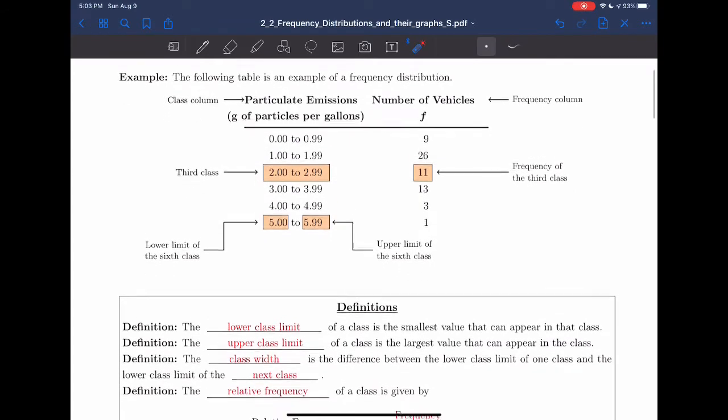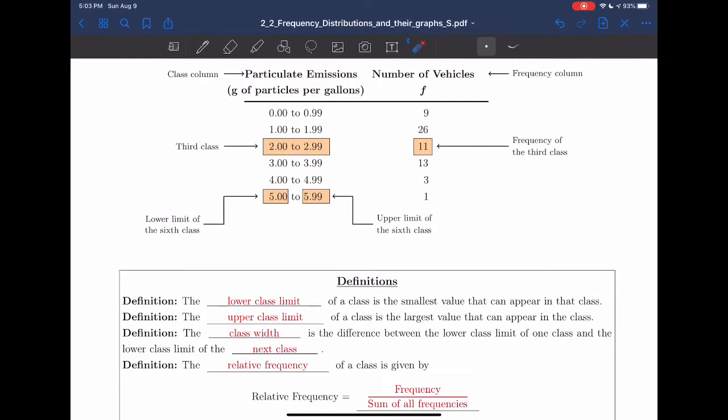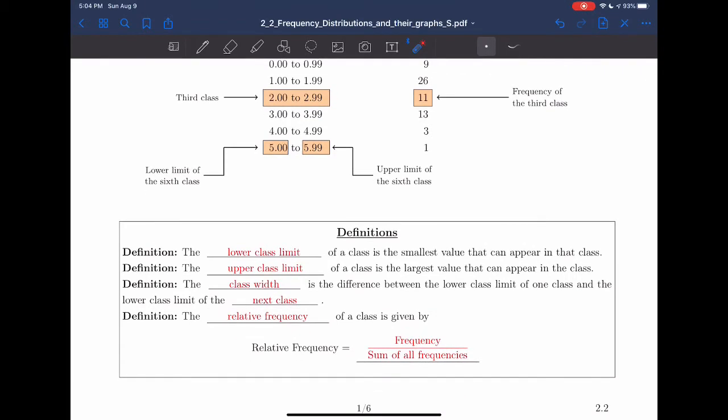So let's go over some definitions. We discussed the lower class limit and the upper class limit. But the class width is the difference between the lower class limit of one class and the lower class limit of the next class. And similarly, just like we did with qualitative data, we can actually make a relative frequency, which is again the frequency over the total sum of all the frequencies. And we're going to get into this in a little bit.